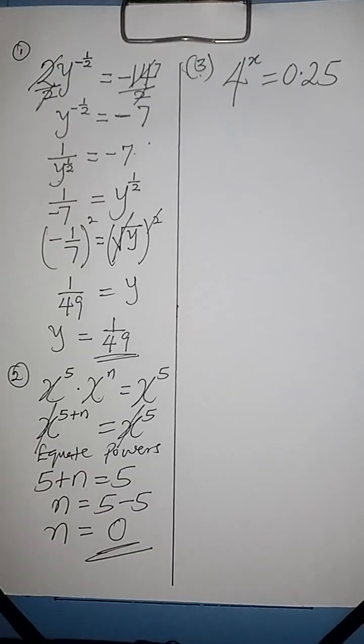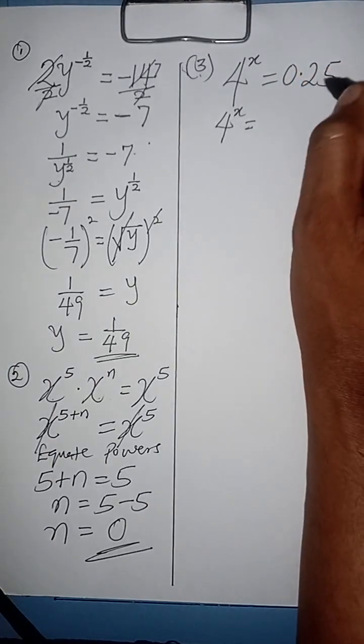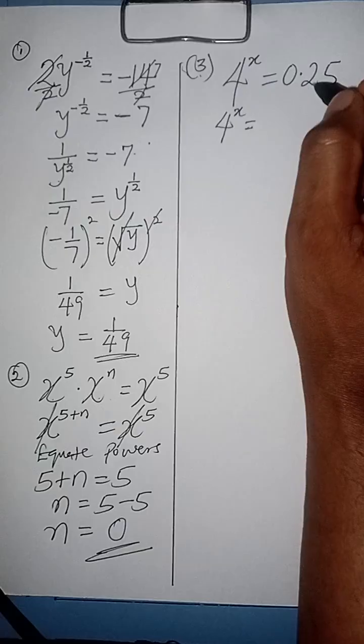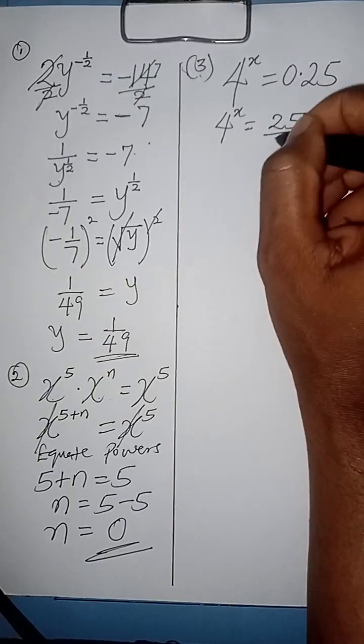Now, in the number 3 question, 4 raised to power x is equals to 0.25. Now, looking at this question, we'd be thinking it's a very difficult thing to do, but it's not. This is the same thing as 4 raised to power x equal to, you can rewrite this as a fraction instead of a decimal number. And this is the same thing as 25 divided by 100.